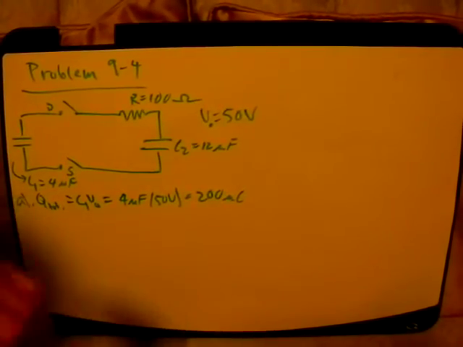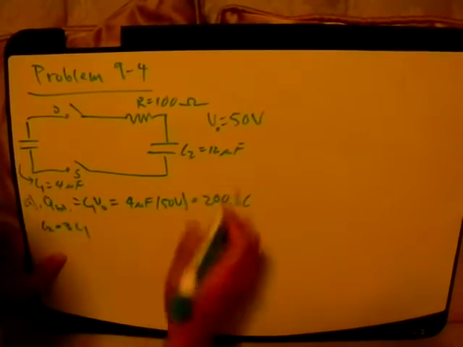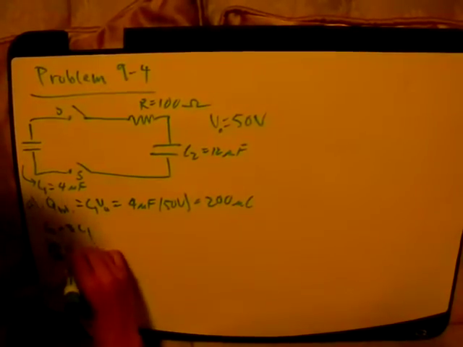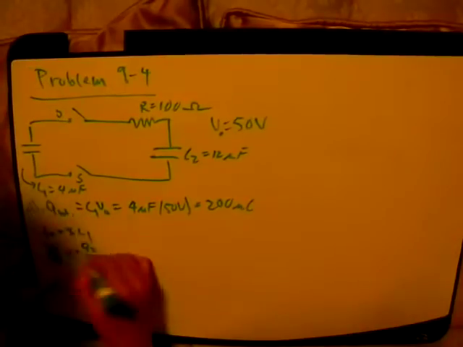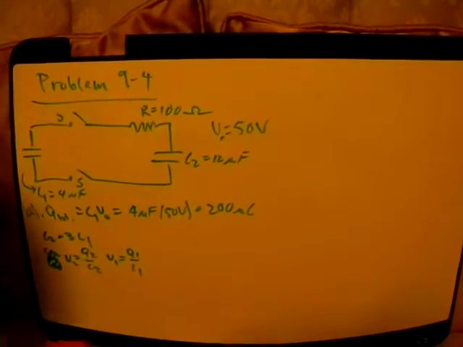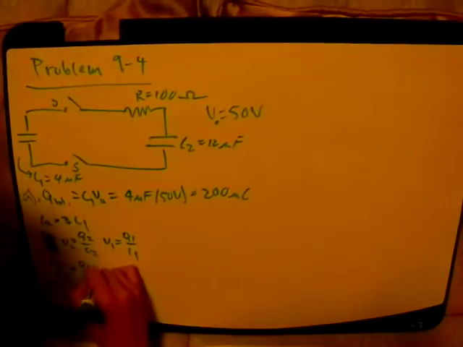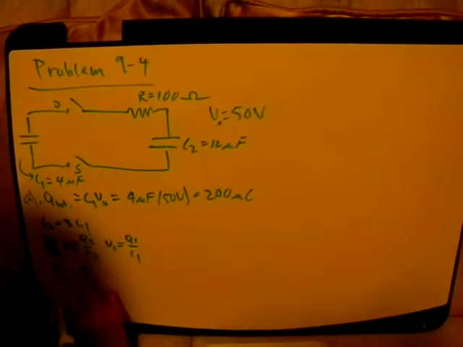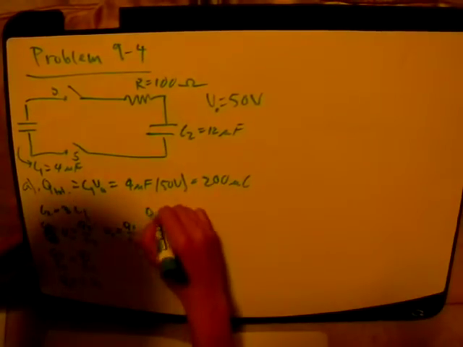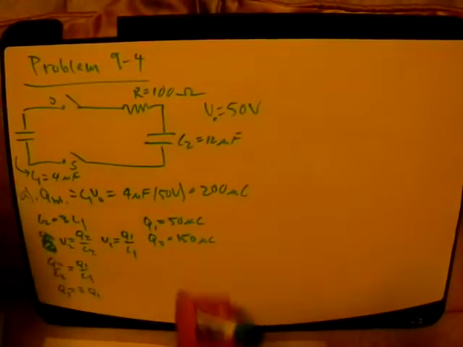Intuitively, you can see that C2 is equal to 3 times the capacitance of C1. Since the voltage across these will be the same, V2 equals V1, so Q2 over C2 equals Q1 over C1. Because C2 equals 3 times C1, Q2 is also equal to 3 times Q1. Which means Q1 is equal to 50 microcoulombs and Q2 is equal to 150 microcoulombs. You can see the 3-to-1 ratio here.